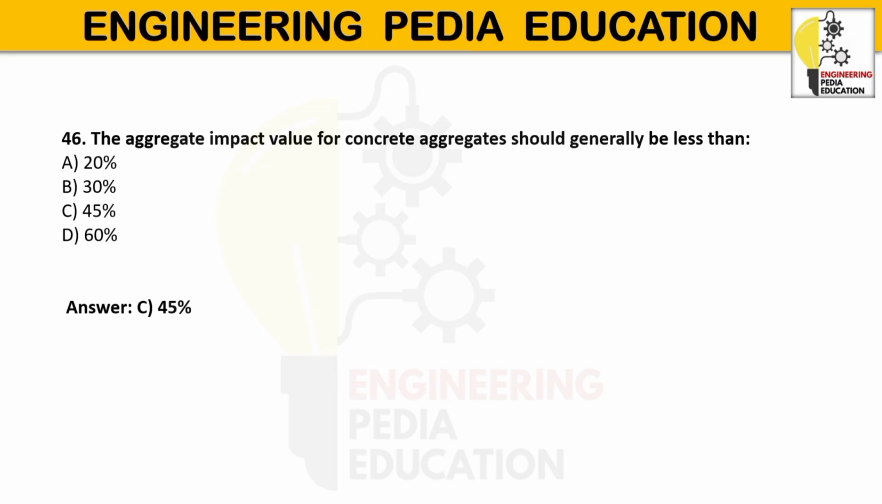How is this value determined? Aggregate impact value is the percentage of fine particles passing 2.36 mm sieve produced when a standard aggregate sample is subjected to a certain impact load in a testing machine. That is, AIV is W2 upon W1 into 100, where W2 is the weight of material passing 2.36 mm and W1 is the weight of original aggregate. It measures toughness of aggregate, resistance against sudden shocks and impact load. Low AIV means tough and strong aggregate. High AIV means weak aggregate.